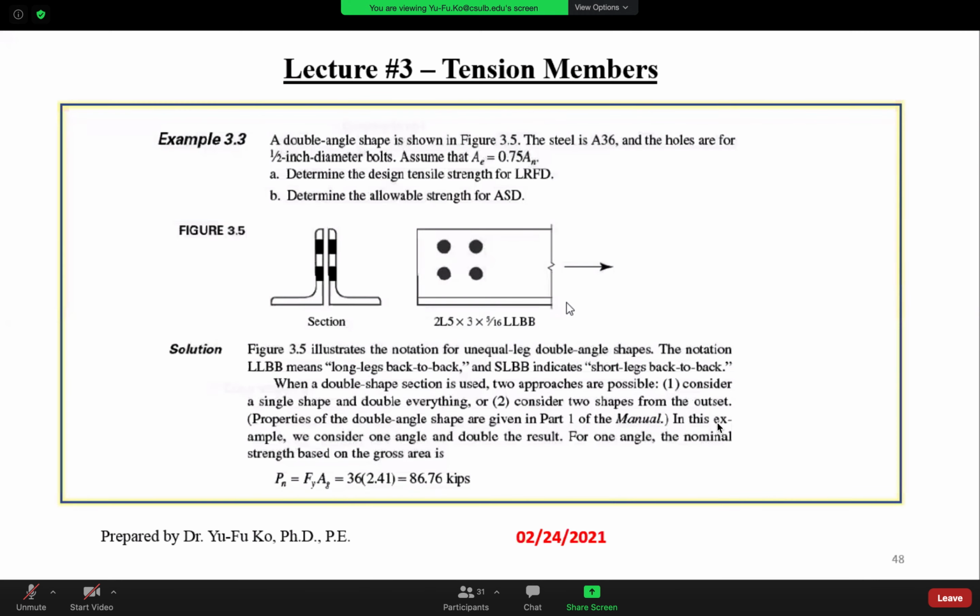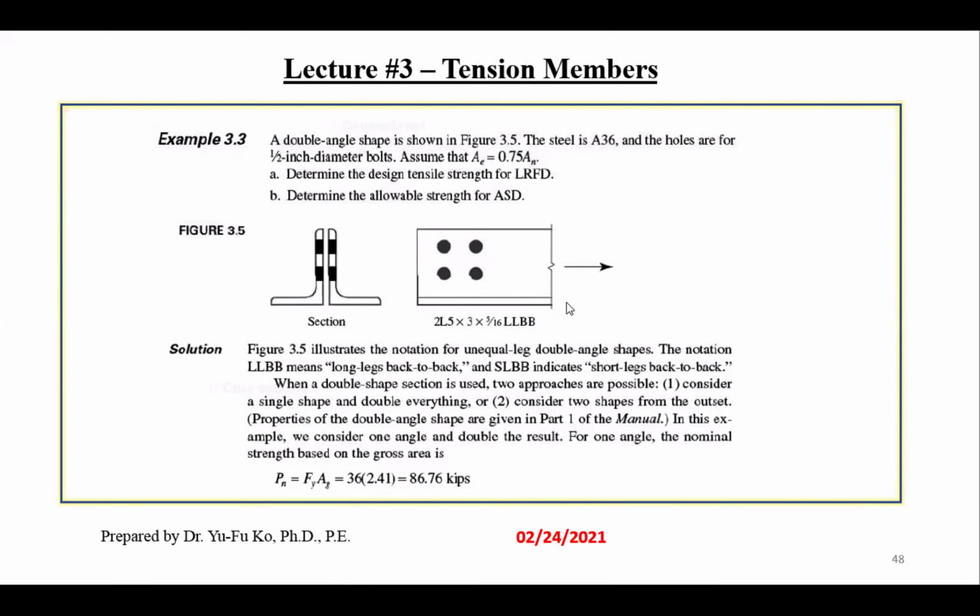Last week we went over some examples about the tension member regarding the capacity versus demand check. So today we'll continue example 3.3 where we discussed last week. Example 3.3. For this example, I think we briefly mentioned last week.